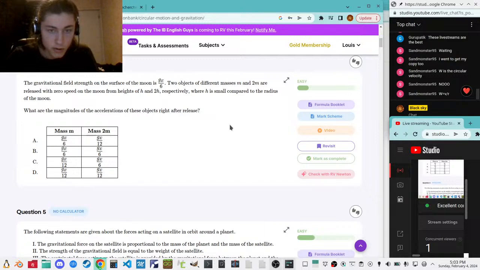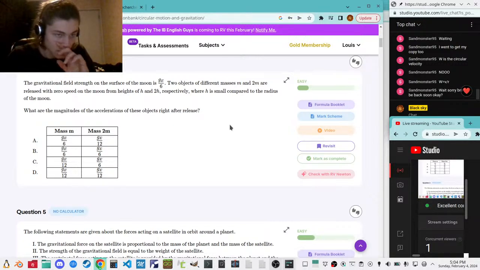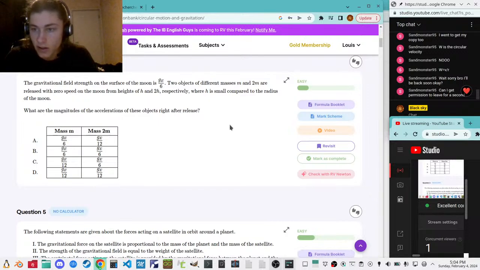The two objects of different masses, m and 2m, are released with zero speed on the moon from heights h and 2h, respectively, where h is small compared to the radius of the moon. Okay, so, released. The acceleration. Wait, doesn't it not matter if h is small? Right, because it's the acceleration right after.